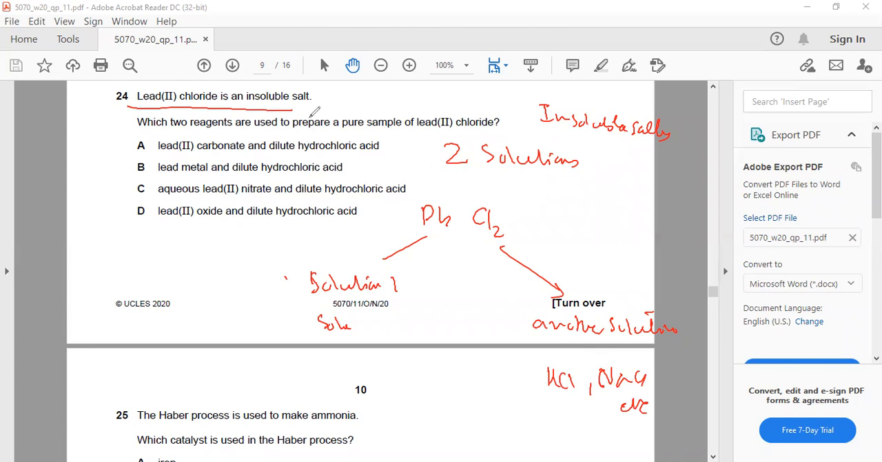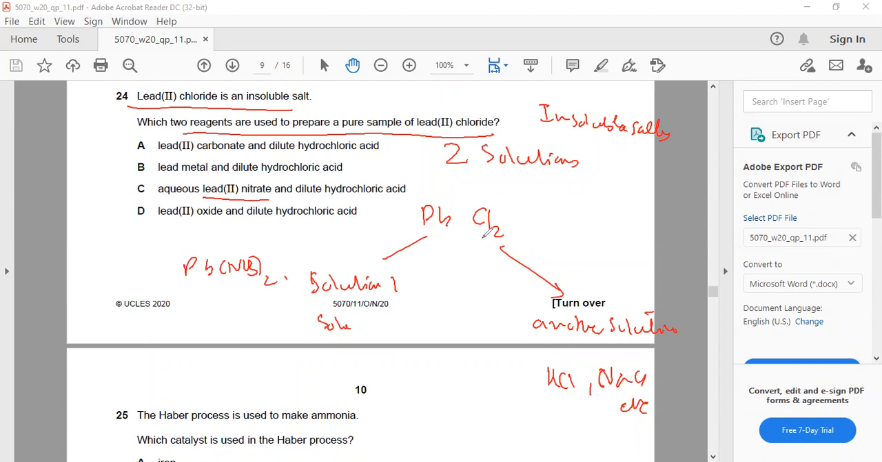First, let's see the wrong answers. Which two reagents are used to prepare a pure sample of lead chloride? You have to know two soluble things. Lead oxide is not soluble. Then you may ask how do you know which two. You may know it very easily. For lead compounds, the solution at your level is lead nitrate.